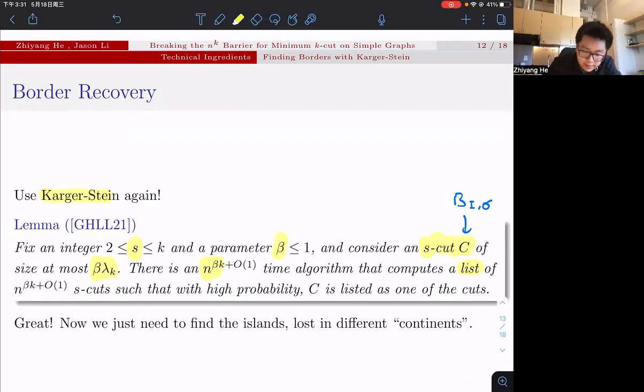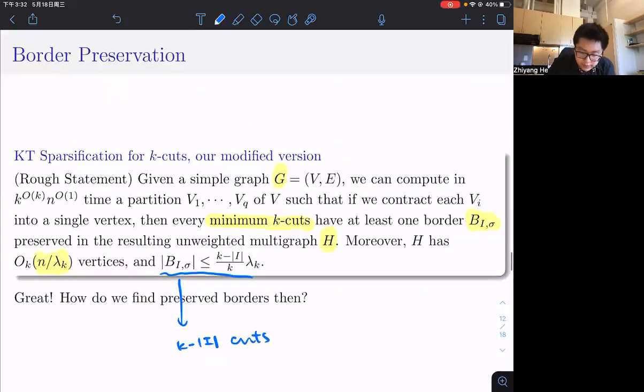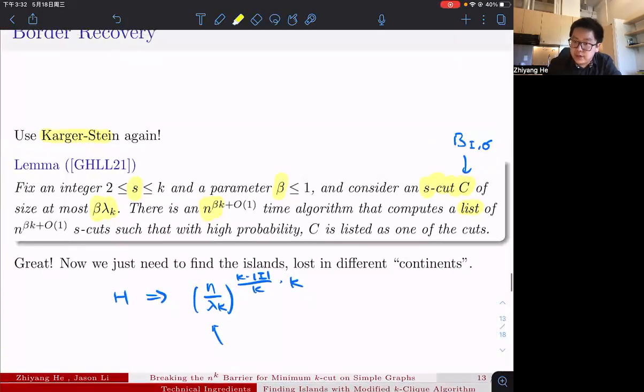We're going to apply this lemma onto graph H, and the overall runtime is going to be n over lambda k to the power of (k − i)/k times k. Okay, because recall that our graph H has n over lambda k vertices, and from the previous KT sparsification result, we have a bound on the sizes of these borders. Okay, so this is quite amazing. This is actually faster than n to the k. Now, this will locate the borders that are being preserved in H.